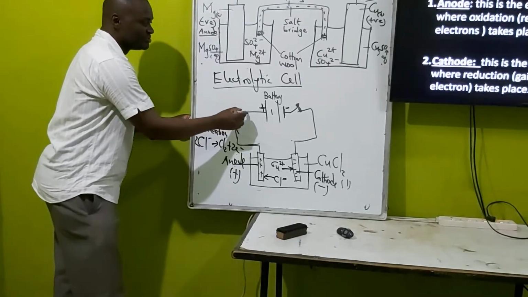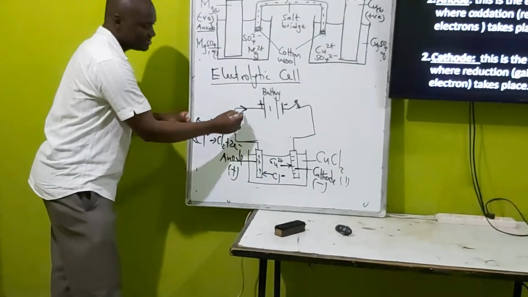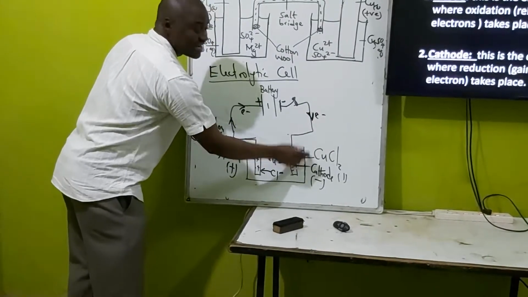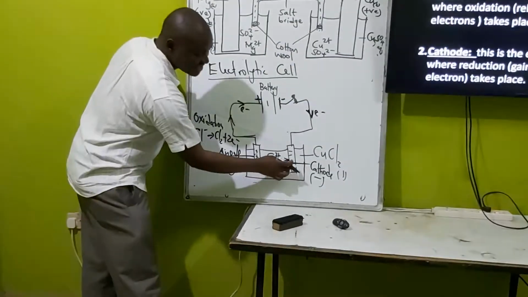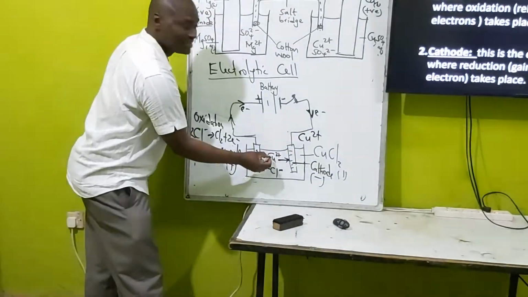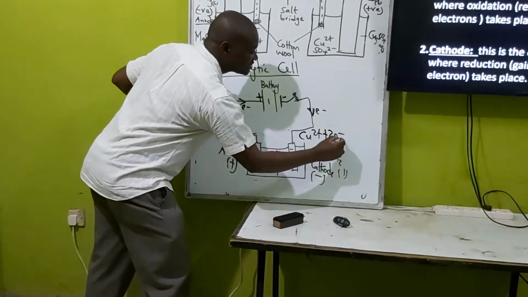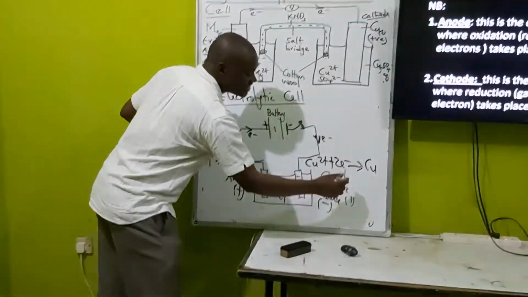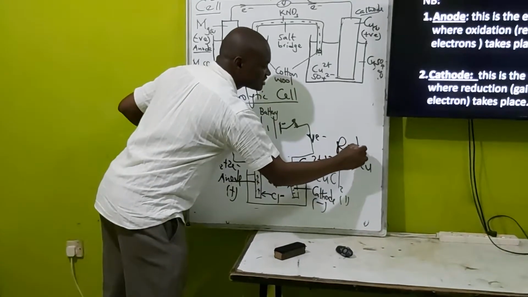The electrons will move from the anode to the cathode. When they reach the cathode, they will find copper 2+ waiting there. So copper 2+ will gain the electrons to form copper. Gain of electrons is reduction.